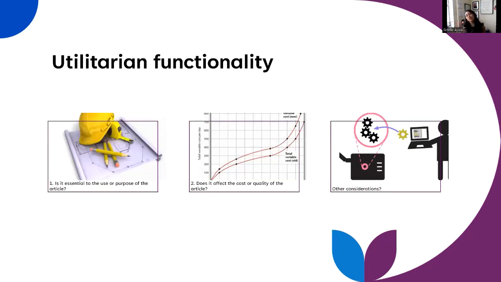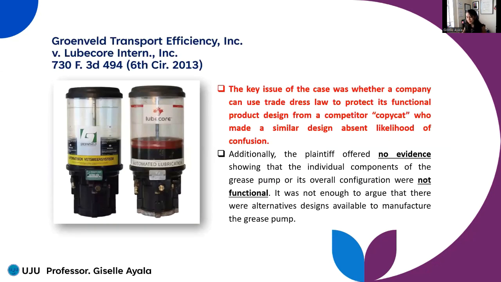So when we think about utilitarian functionality, it's good to remember that these are the kind of questions we want to ask. Is it essential for the use or purpose of an article? Does it affect the cost or quality of an article? And maybe other considerations regarding industry-specific requirements or a standard for quality, or maybe what's more important for a product. And that's what we're going to see in the next case.